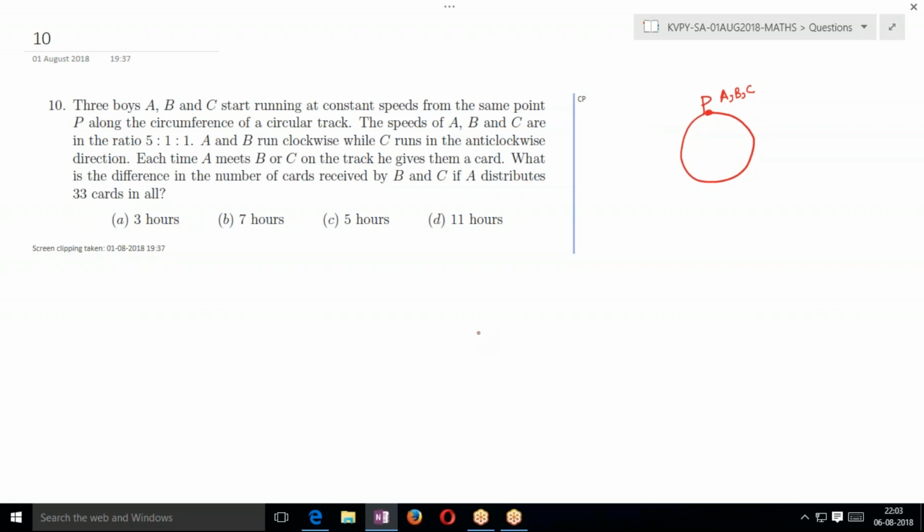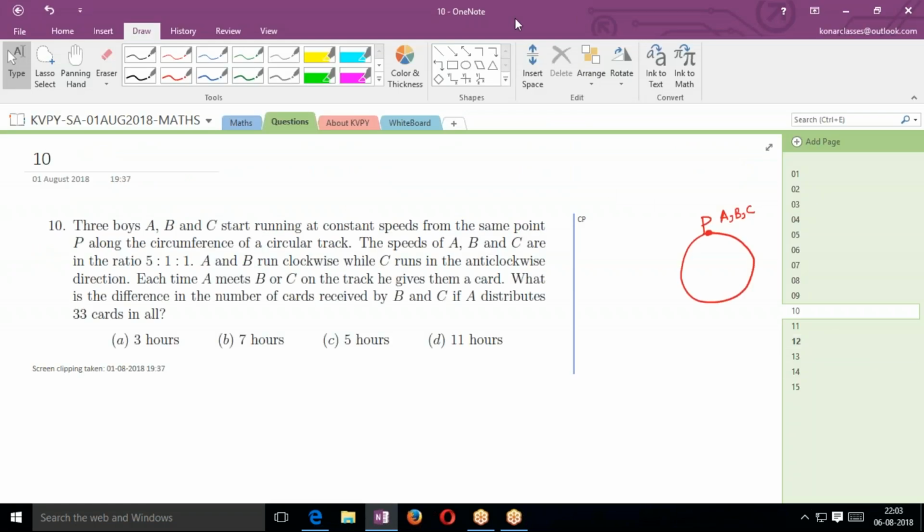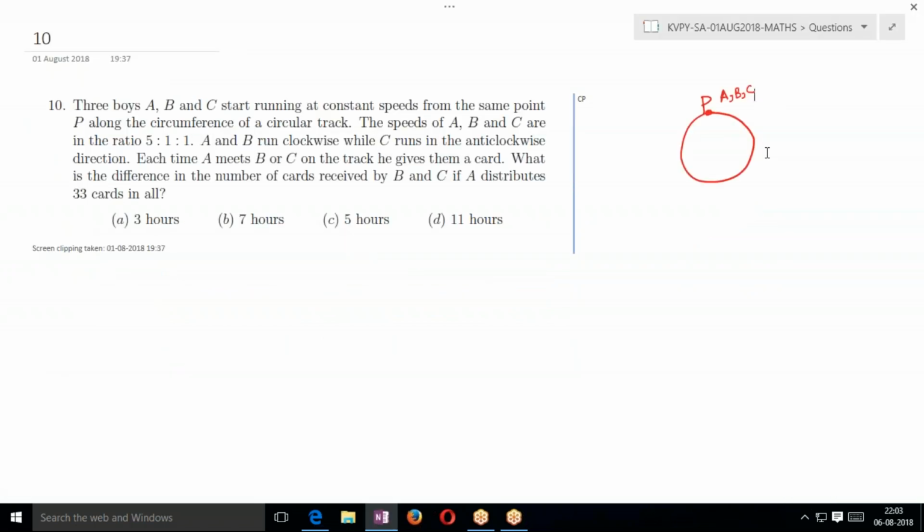A and B run clockwise. Someone asked a question. Bharat, could you please elaborate your question? How are A and B running in the clockwise direction? This is the way they are running, right? That is the clockwise direction. Options are not in hours, right? Yeah, exactly. That is a typo in the question. So you ignore hours for the time being. Yes, you are correct, Bharat. So it is only the number; it should be cards.